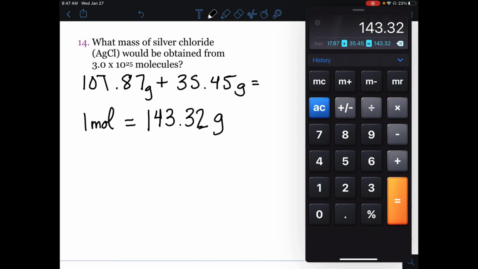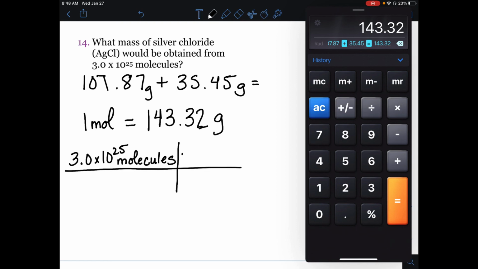So the problem starts like this. I've got 3.0 times 10 to the 25th molecules. Now, be careful with the abbreviation for molecules. There really isn't one because you want to make sure you don't make it look like a mole, because a molecule is not a mole. So I have that many molecules, and I know for every 1 mole, there are 6.02 times 10 to the 23rd molecules. That's how I'm going to cancel out molecules.